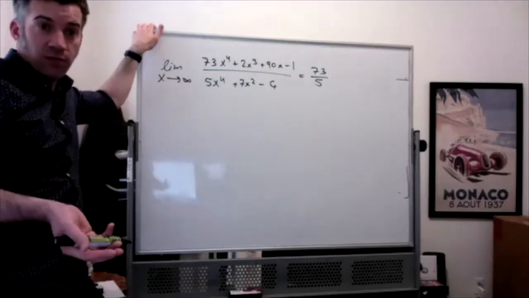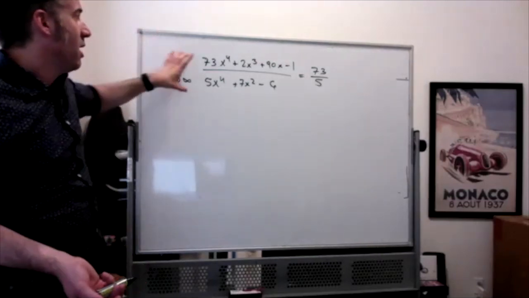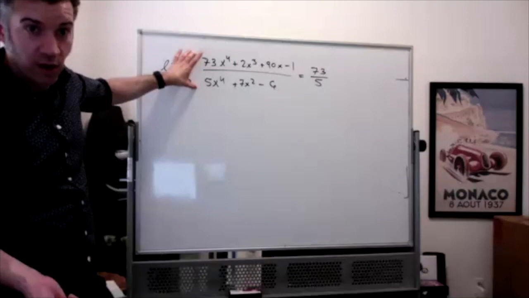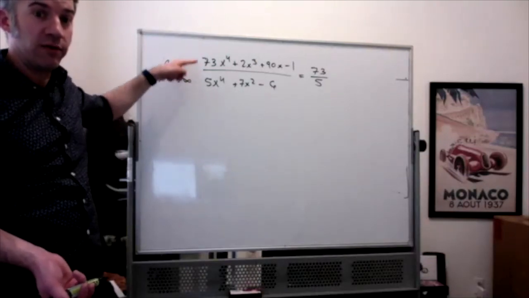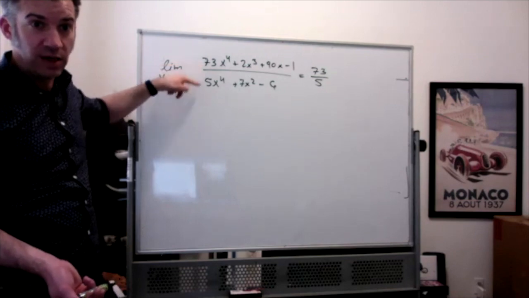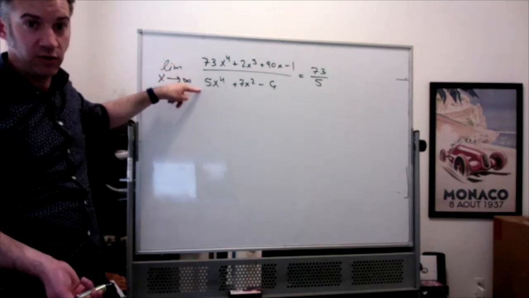You can use the rule. It says if you've got a limit to infinity of a rational function, where the degree on top and the degree on the bottom are the same, then that limit is equal to the quotient of the leading coefficients, meaning the coefficients of the highest power terms.